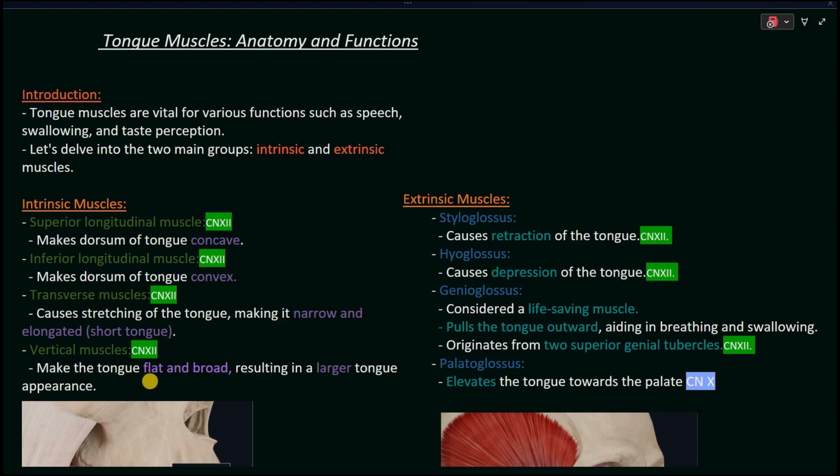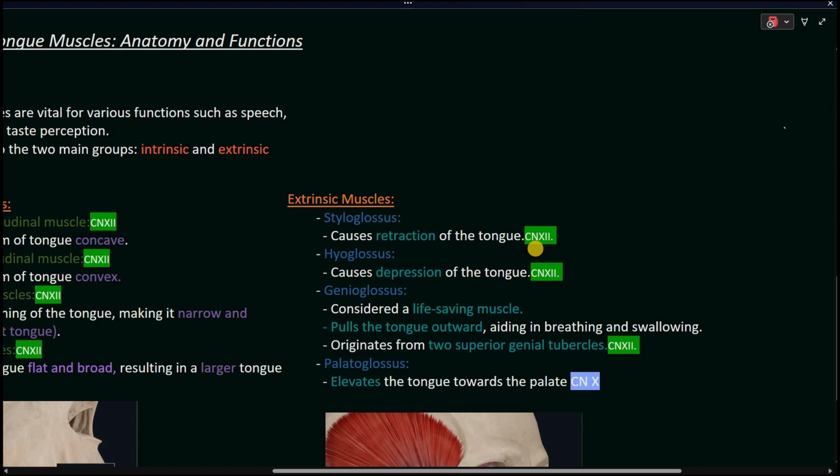Then come the extrinsic muscles. Extrinsic muscles include styloglossus. So styloglossus will cause the retraction of the tongue. Hyoglossus will cause the depression of the tongue. Genioglossus is also known as the life-saving muscle because it pulls the tongue outward and it aids in breathing and swallowing. It originates from the two superior genial tubercles. Then comes the palatoglossus muscle, which will elevate the tongue toward the palate.